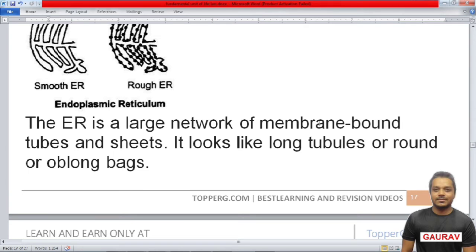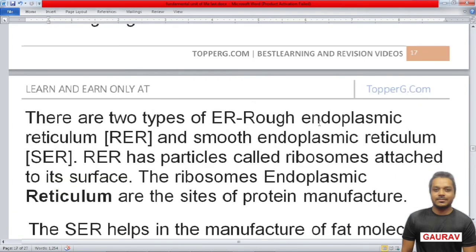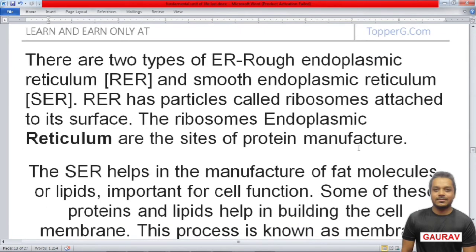It looks like long tubules or round or oblong bags. There are two types of ER: rough endoplasmic reticulum and smooth endoplasmic reticulum. RER has particles called ribosomes attached to its surface. The ribosomes on the endoplasmic reticulum are the sites of protein manufacture.